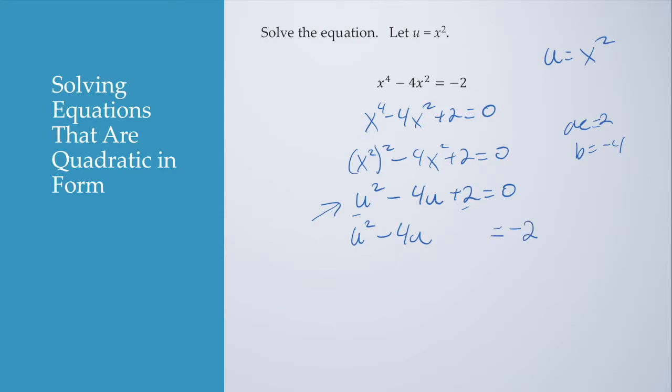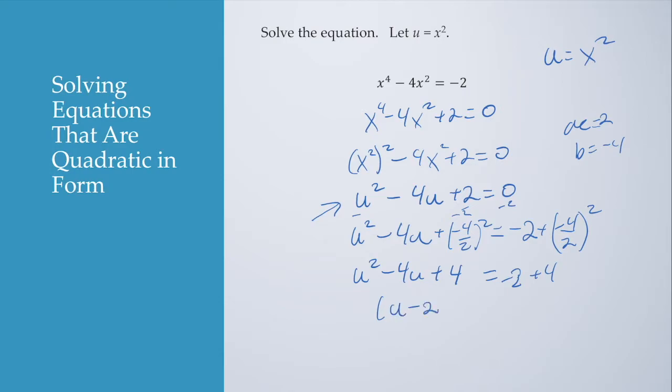Then we want to isolate the constant on the other side of the equation. Next, we want to add our middle term divided by 2, squared, to both sides. Remember, what I do to one side, I've got to do to the other side. That gives me u squared minus 4u plus negative 4 divided by 2, which is negative 2. Negative 2 squared is a positive 4. This is going to factor to u minus 2 squared equals 2 plus 4.